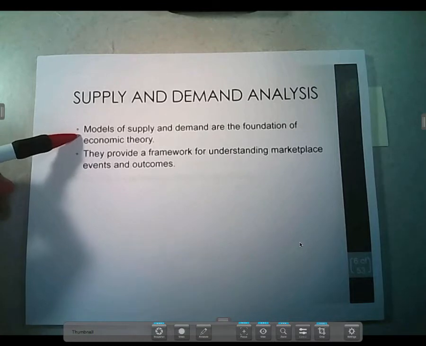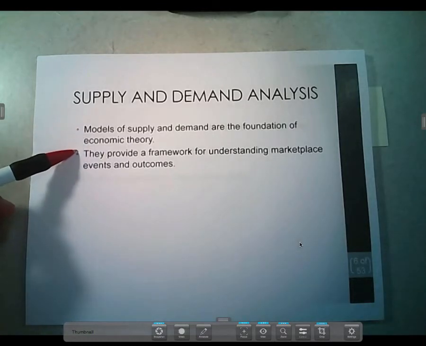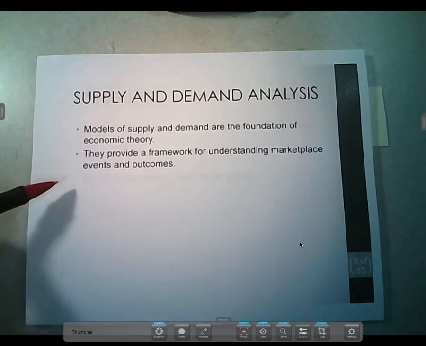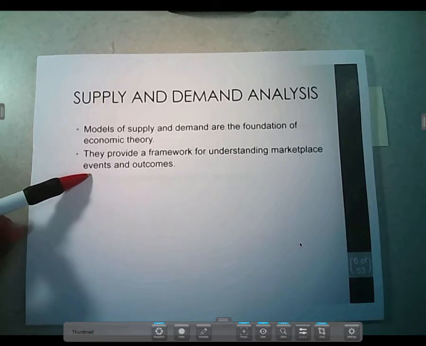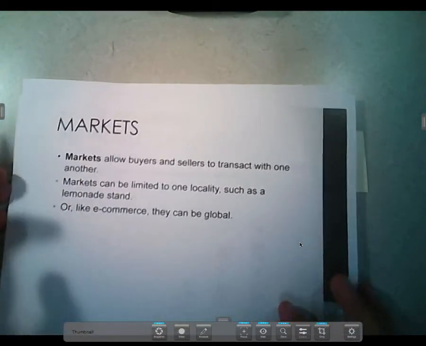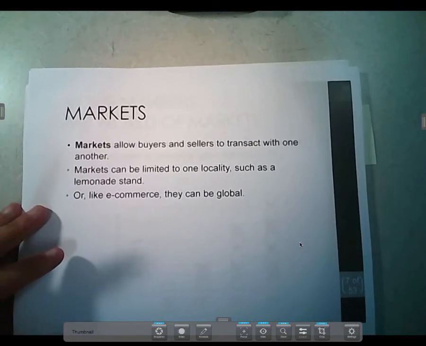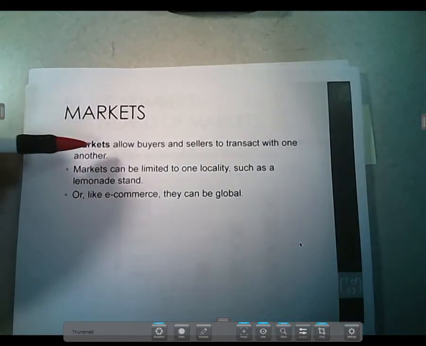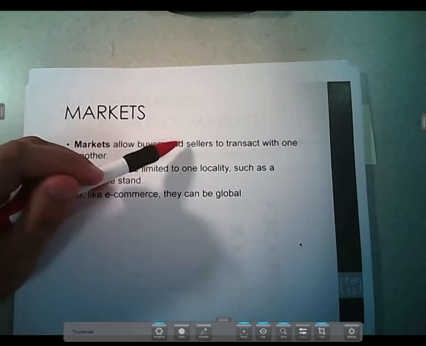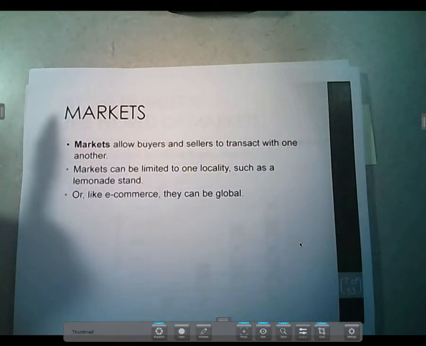The reason why this model of supply and demand, and it is a model, so it's an abstraction from reality, is important is because it allows economists to predict what will happen in that market, what we'll get as supply and demand in that market. And what does it mean to have a market? It means that we're generally talking about a single product, and in that single product, we are talking about those buyers and sellers interacting or transacting with one another.